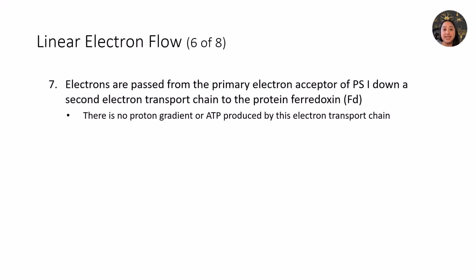And then step 7, the electrons are passed from that primary electron acceptor of PS1 down a second electron transport chain to a protein called ferredoxin, or FD. Here, there's no proton gradient or ATP made by this electron transport chain. It's kind of just shuffling it along.